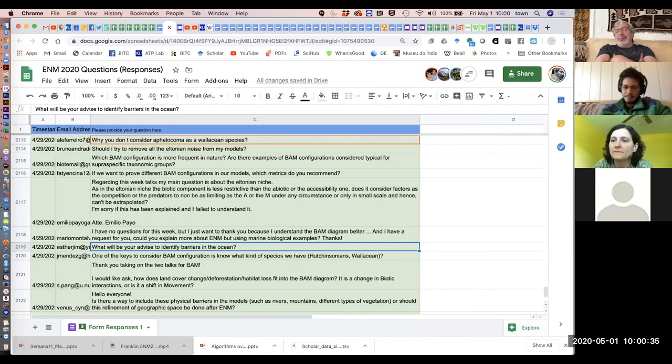And just another commentary is that asymmetric dispersal kernels are not only in the ocean. Think about wind-dispersed plants. It may be way easier to disperse that way with the prevailing winds than it is that way against the prevailing winds.